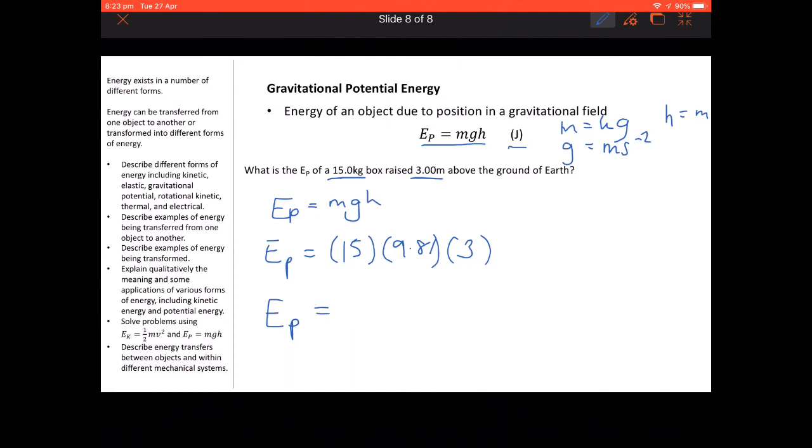Anyway, throw all of this into a calculator and you should get an answer that looks like 441 joules. So that's how you do these type of questions. You might get some questions that will give you the potential energy or the kinetic energy, and you'll have to find the velocity or the height that the object is at, and you can just rearrange these equations to find those values. In class, we'll have a go at deriving these equations, but that is it for this video.